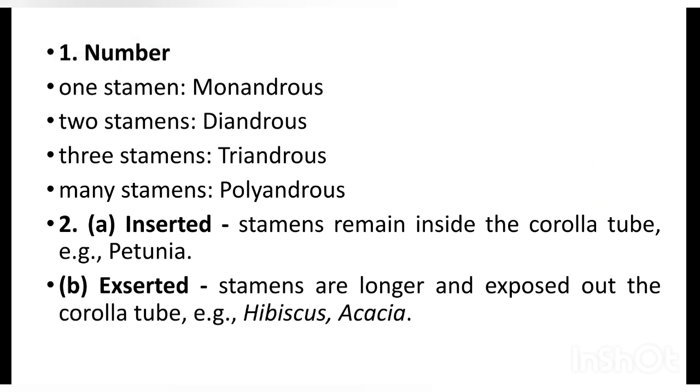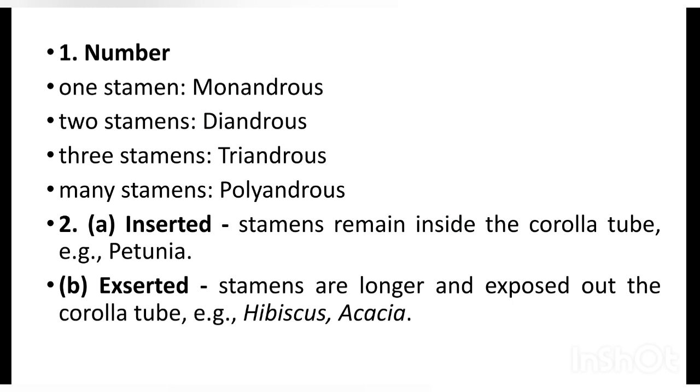Then, the number of stamens: sometimes one stamen is present, called the monandrous condition. When two stamens are present, it is called the diandrous condition. When three stamens are present, it is called the triandrous condition. When many stamens are present, it is called the polyandrous condition.